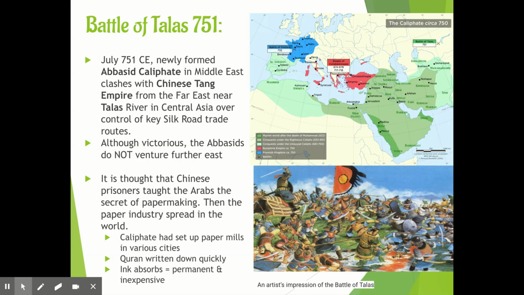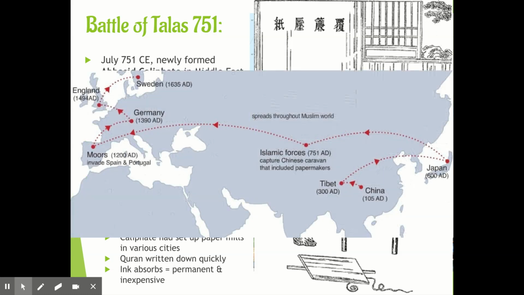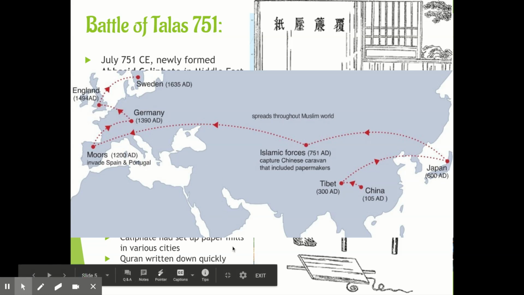The Quran is going to be quickly written down, making it a far more historically significant document because the people writing it remembered Muhammad or were connected to Muhammad in some way. And because ink is absorbed very quickly into paper, it makes it a much more permanent solution and cheaper to spread. You can see here an illustration from China showing the process of making paper. And from this map, you can see how quickly it spread. Here at 750 AD the Islamic forces capture that caravan, and you can see how it spreads throughout Europe if you follow this map. All right, so paper making, super important.